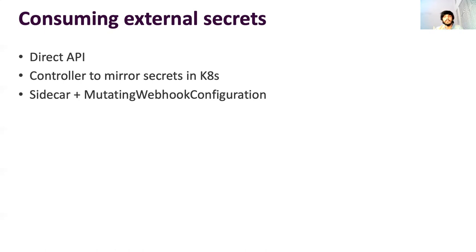The third option is you could use a sidecar to fetch and write these secrets. The sidecar may be injected using a mutating webhook. Here, the identity that is being used to access the external secret store would still be the pod identity, but having a sidecar and an additional mutating webhook may add operational complexity.